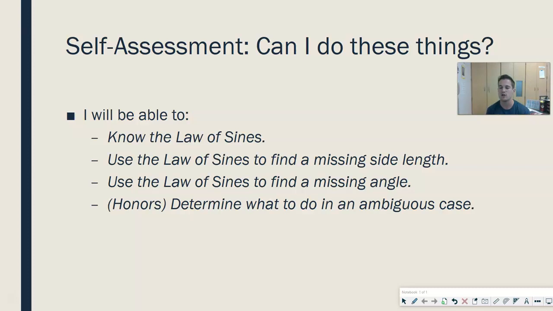Hopefully now you understand at least what the ambiguous case is and recognize that that really can happen with some of the triangles that we look at, and hopefully you feel pretty comfortable using the law of sines to find a missing side length and a missing angle.